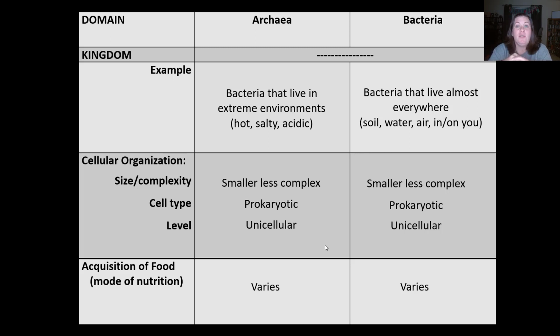The way they get their food also varies. Some archaea and some bacteria, they can do photosynthesis. Others can do what they call chemosynthesis because they can use chemicals to make their own food. Some of them are going to consume food and they're heterotrophic. So their mode of nutrition varies. It's different.